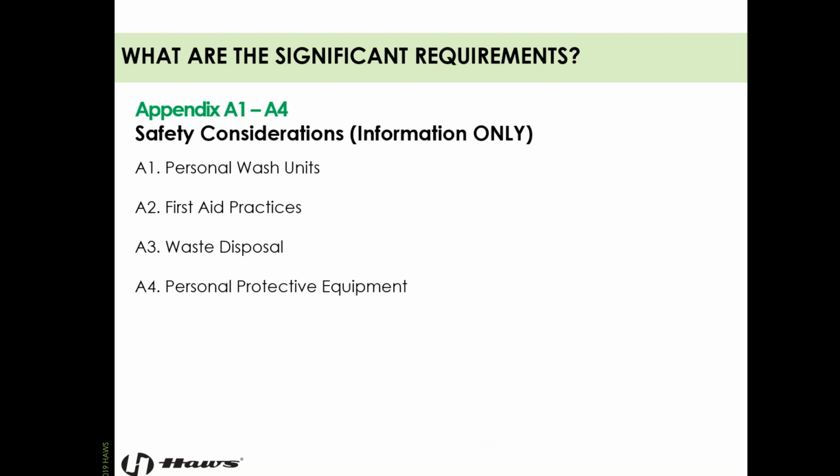There are two appendices to the ANSI standard. Appendix A1 through A4 has some safety considerations for personal wash units, some first aid practices, waste disposal, and personal protective equipment. One of the most important ones in there is waste disposal. You need to carefully consider local requirements, because whatever you're washing off of you, you may not want that going to the city water supply. So we need to be careful in situations like that and control where that water goes.